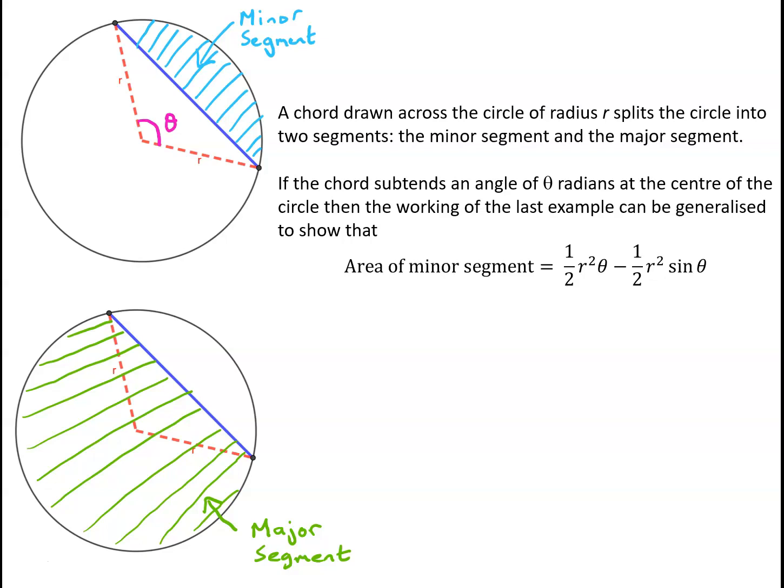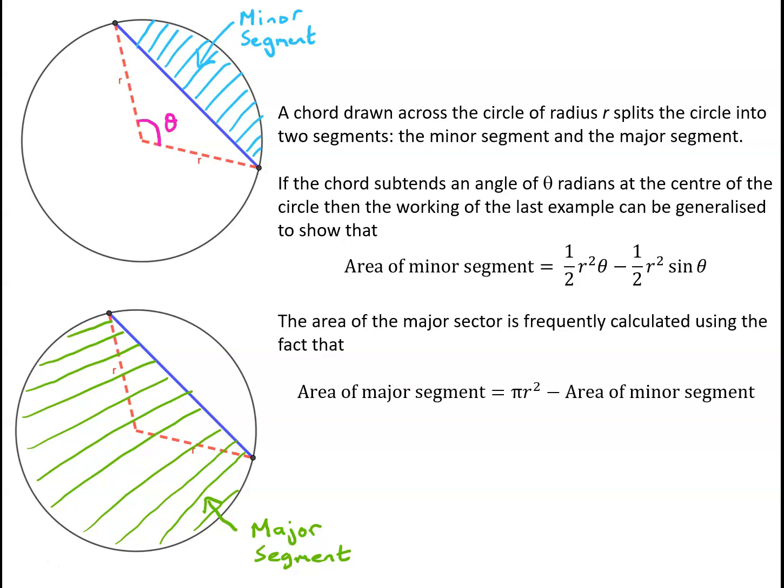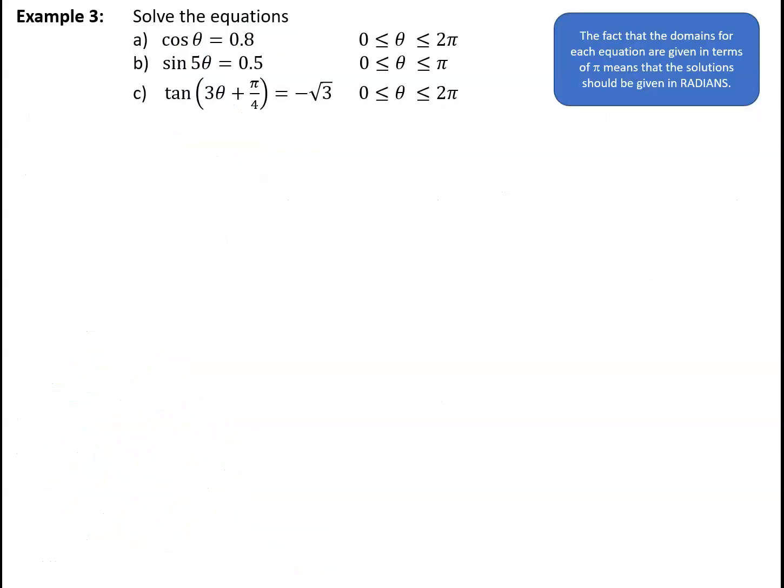On the other hand, if we're looking for the area of the major segment, perhaps the easiest way of doing that is simply to say that the area of the major segment is the area of the circle minus the area of the minor segment, and use the previous formula to work out the area of the minor segment.